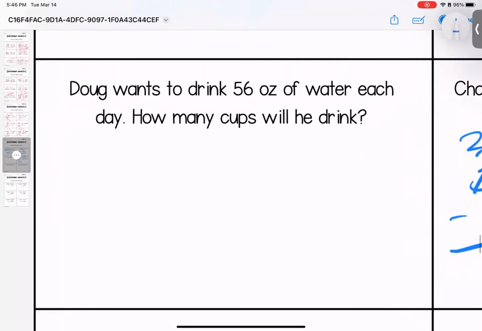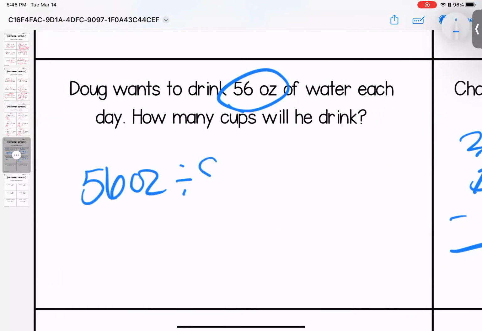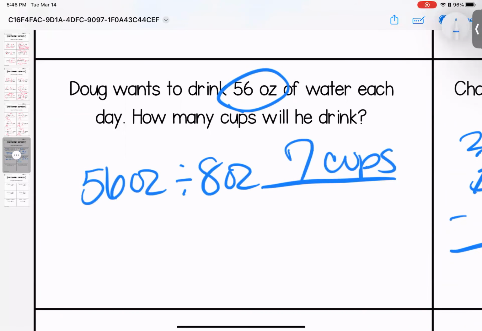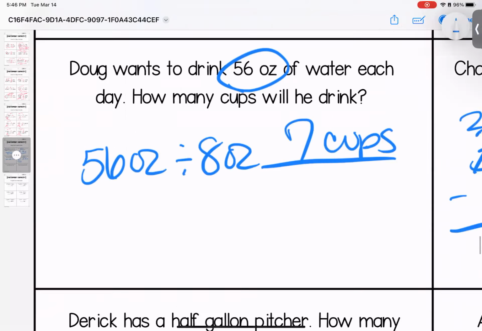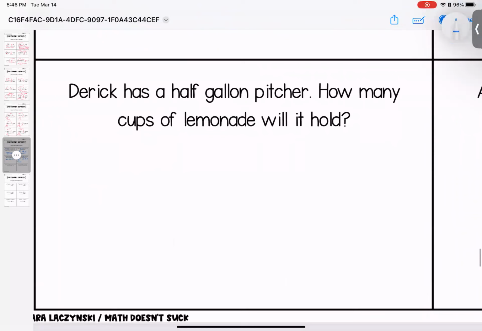Over here, Doug wants to drink 56 ounces of water each day. How many cups will he need to drink? 56 ounces divided by 8 ounces in each cup. That's going to give me 7 cups, because 56 divided by 8 is 7, or reverse it, 7 times 8 is 56.